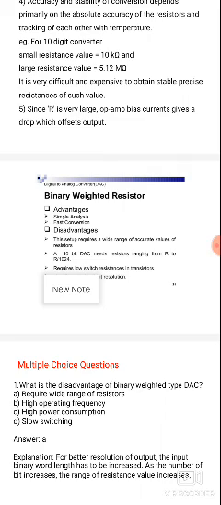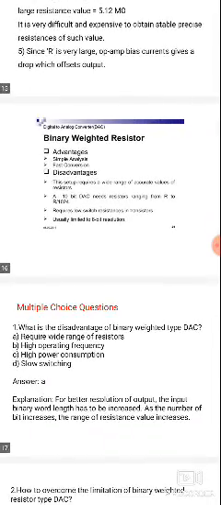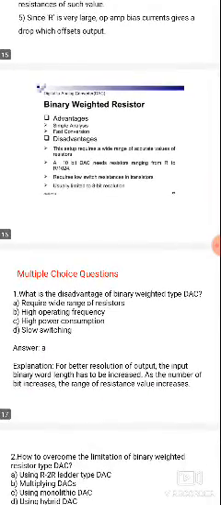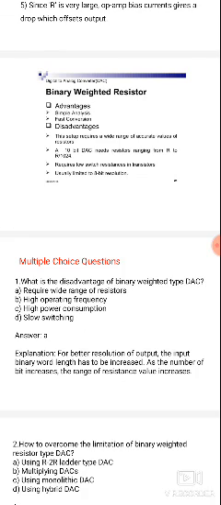Next, since R is very large, the op amp bias currents give a drop which offsets the output. Whenever R increases, the current will decrease, so current and resistance are opposite terms. So whenever the resistance is large, the op amp bias current gives the drop, which is nothing but the offset output voltage.